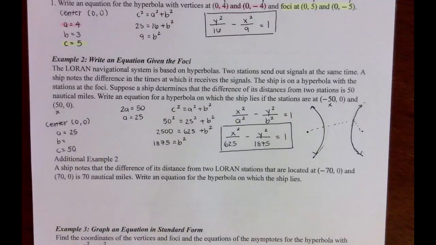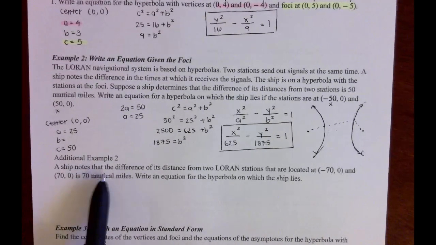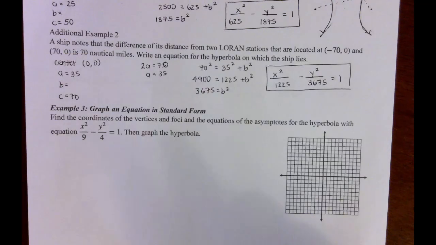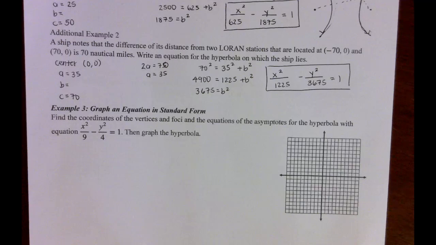Okay. So why don't you try this other one, they call it additional example 2 in the teacher's textbook. Once you're done, come check your answer. You should have gotten x squared over 1225 minus y squared over 3675 equals 1. If you got that right, you can move on to the last example. If not, here's your explanation.